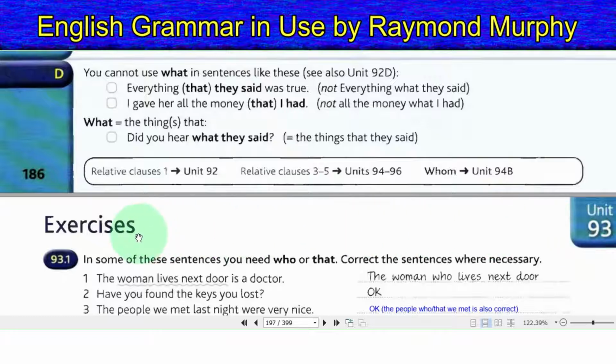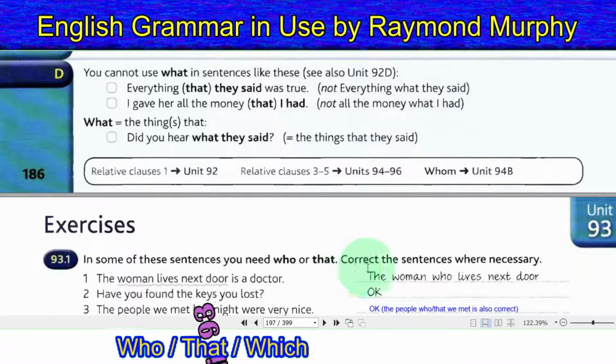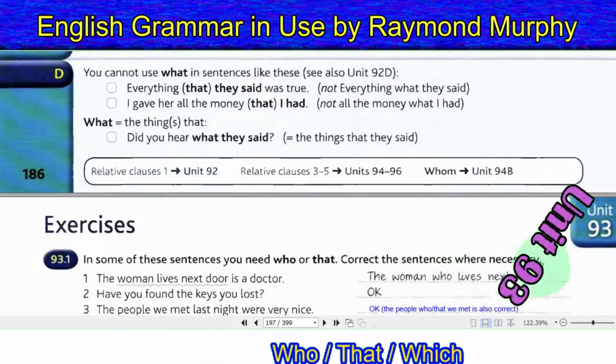Unit 93, Exercises. 93.1. In some of these sentences, you need who or that. Correct the sentences where necessary.